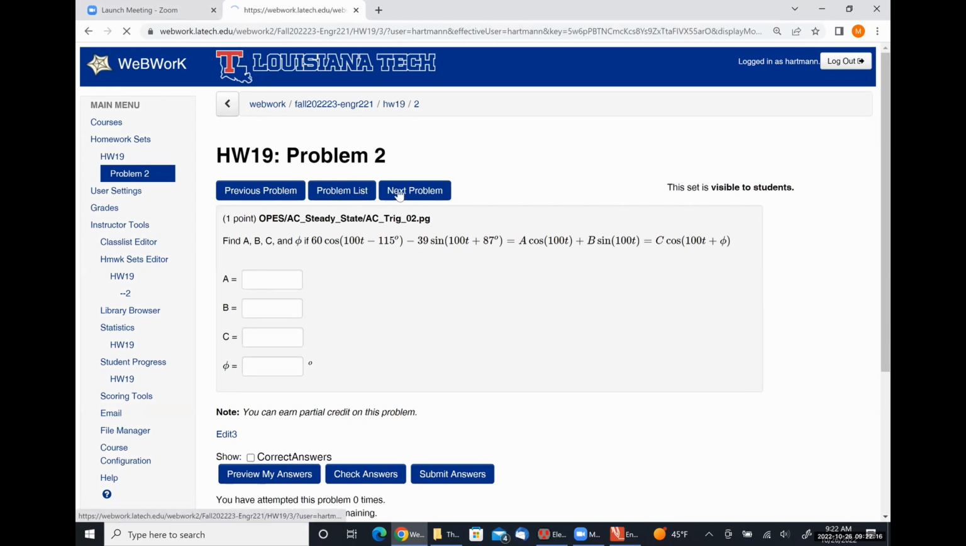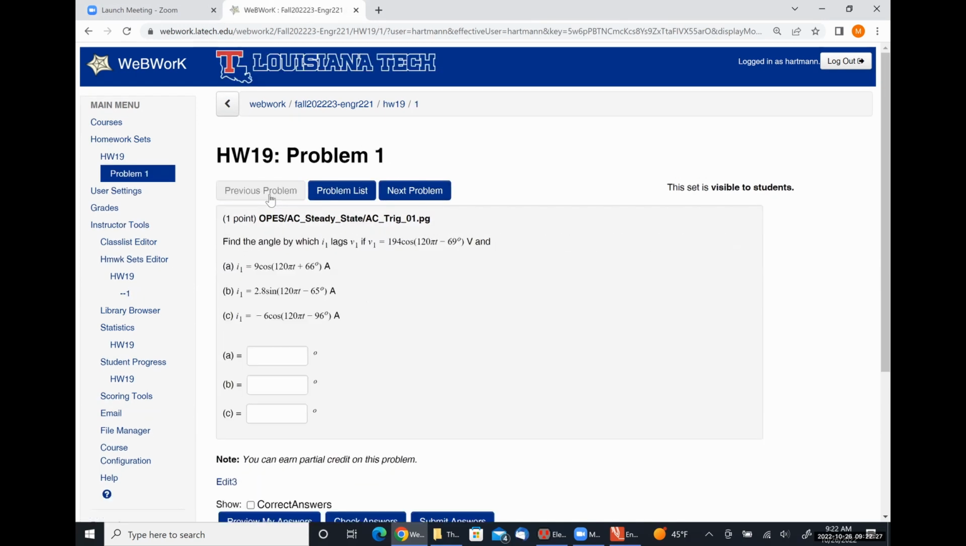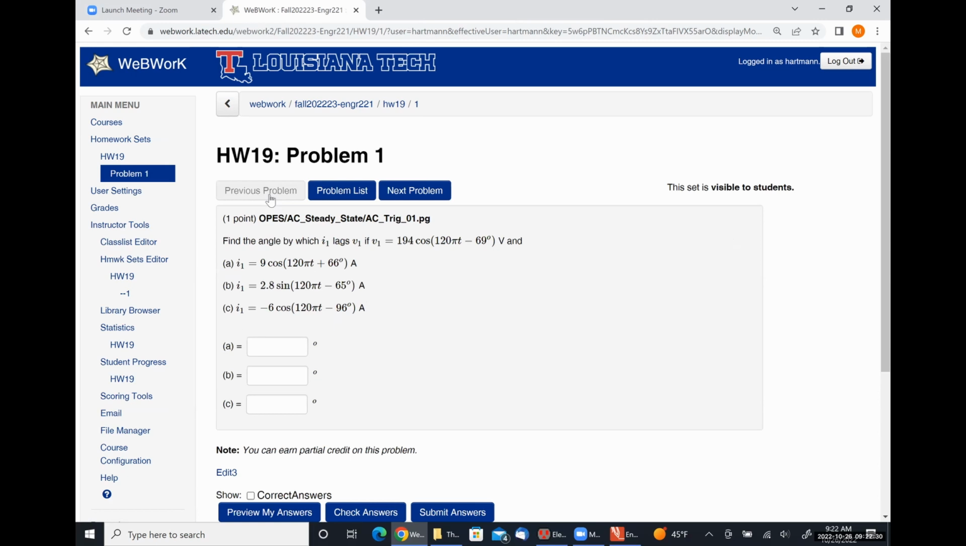That's not it. That's using trig identity stuff. That's going to be a pain in the butt to do. Let's go back to problem 1. Okay. So leading and lagging here. So we have a fixed value of V1 and we have 3 different values of I1. Okay, so let's work part A here for my random number seed. So V1 is 194 with an angle of -69 degrees.